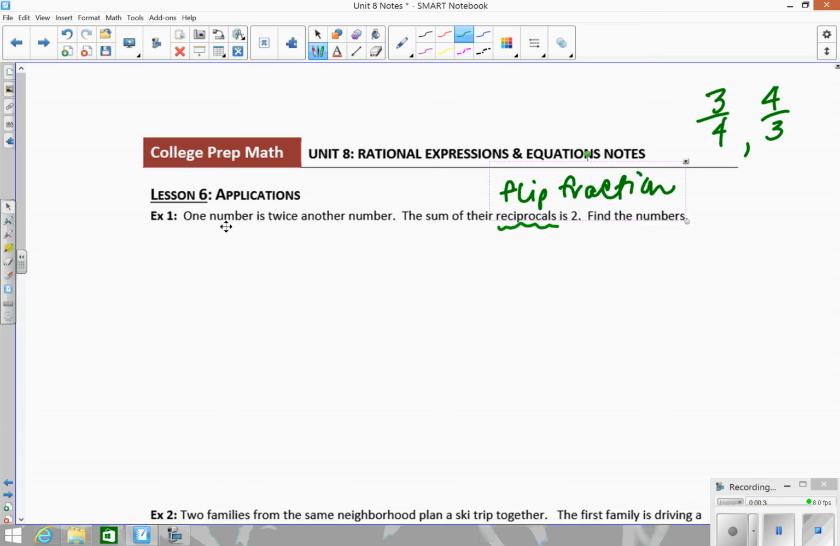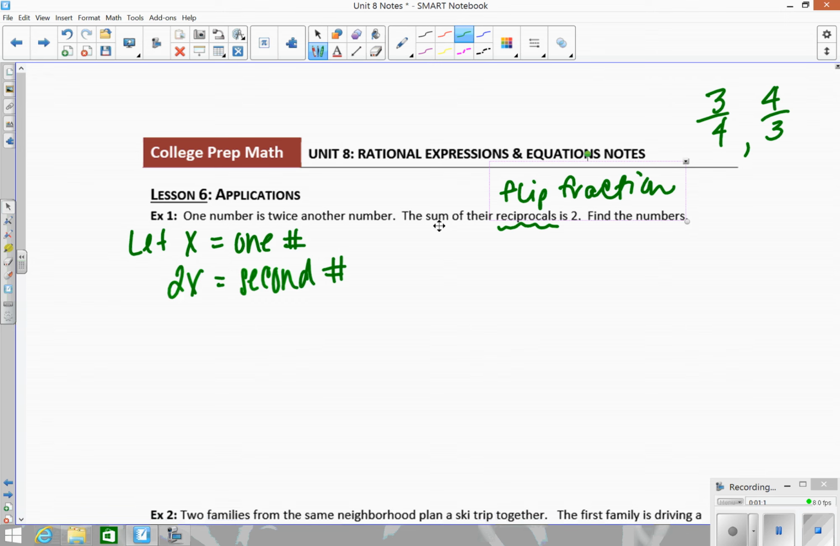So if one number is twice another number, let's say let x equal one number. And then we have another number that's 2 times this first number, so 2x equals the second number. So we have x and 2x.